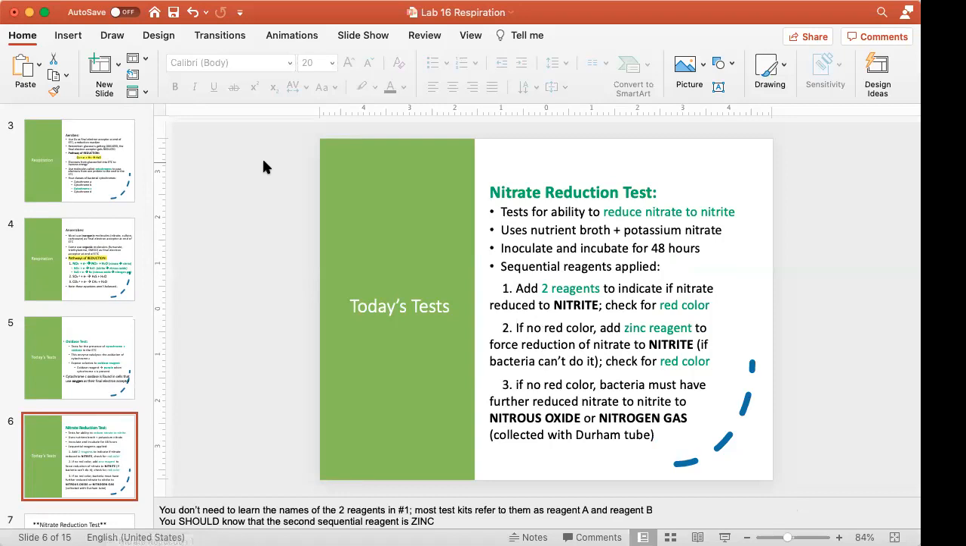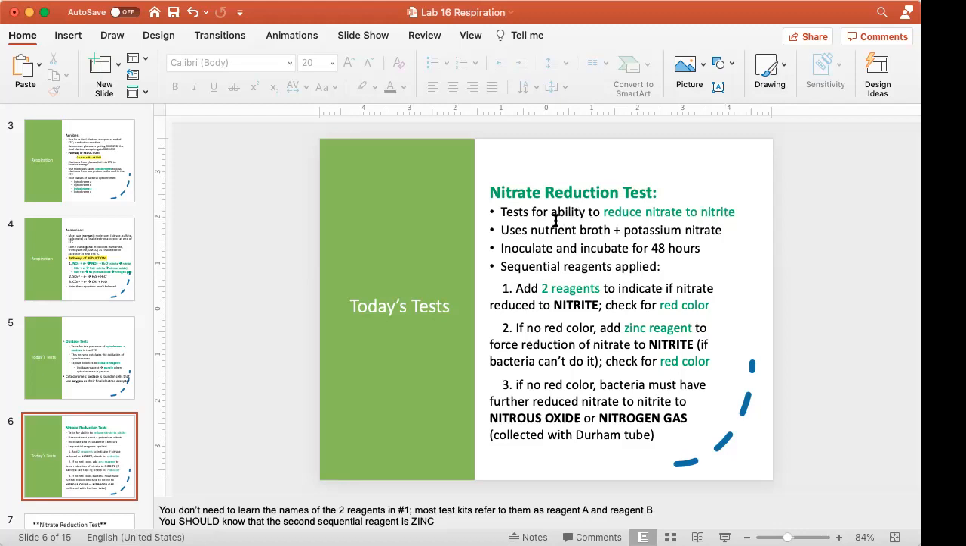Now, that's the first test we're going to look at. The second test we're going to look at is about nitrate reduction. This is going to test bacteria for their ability to reduce nitrate to nitrite. Remember, that's the simplest pathway to reduce nitrate. You can add electrons to nitrate and you will get nitrite. Now, the nitrate reduction test is also going to allow us to further investigate microbes that can take that reduction even further along. But the fundamental test is testing for the ability to reduce nitrate to nitrite. So remember that.